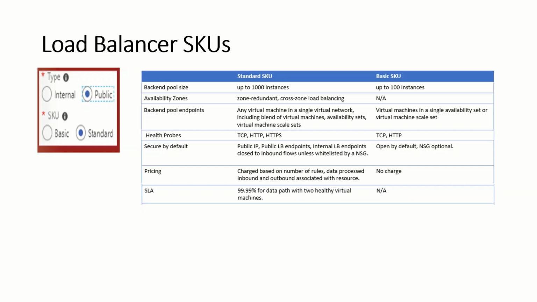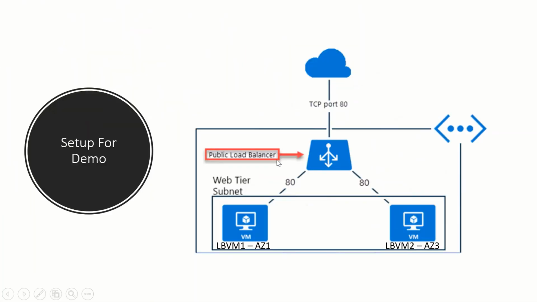Now let's configure a load balancer for our demonstration purpose. Before that, let's see what kind of setup I'm going to use for this demonstration. We already have 2 virtual machines, LBVM1 in availability zone 1 and LBVM2 in availability zone 3. I would be configuring a standard public load balancer, which would be external facing. I have already configured these virtual machines as web servers, so these two web servers would be serving that website with the help of this load balancer to the user who is coming from the internet.